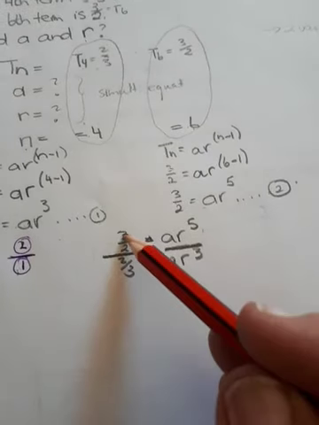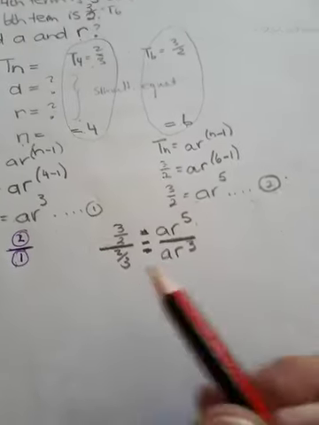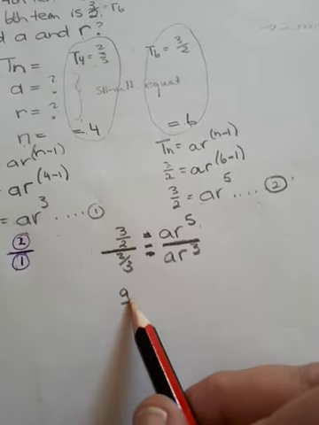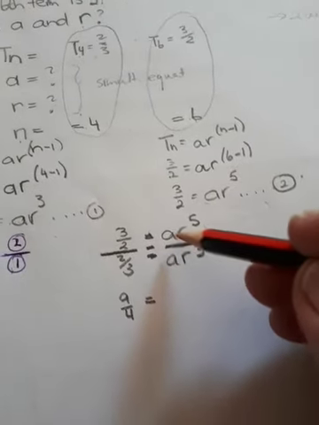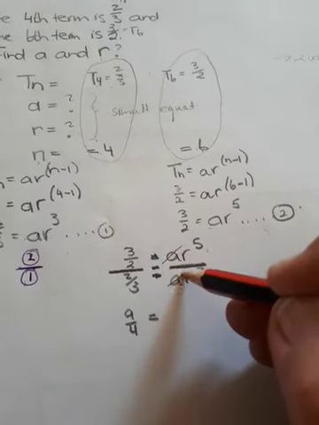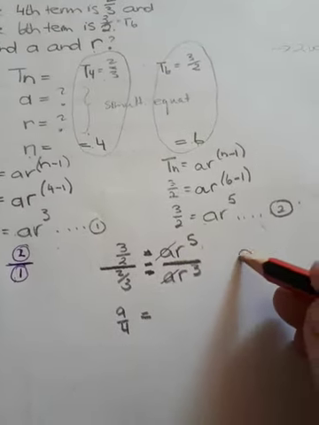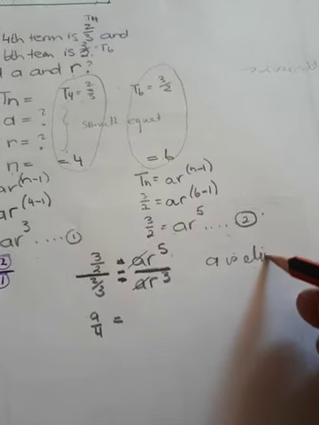Now when you put this into your calculator, 3/2 divided by 2/3, the calculator is going to give you 9/4. Right. When you now look at the right-hand side, we've got a divided by a, so a cancels, which means a is eliminated.